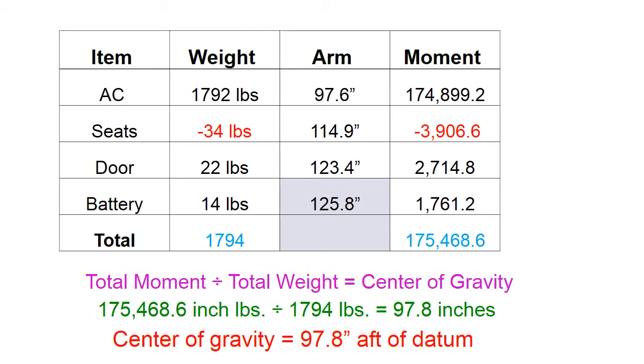Once I have obtained my total moment and my total weight, I divide my total moment by my total weight to get my new empty weight center of gravity of 97.8 inches after the datum. Recognize then that after these alterations and changes to the aircraft, our empty weight center of gravity has moved 0.2 inches aft of its original location.